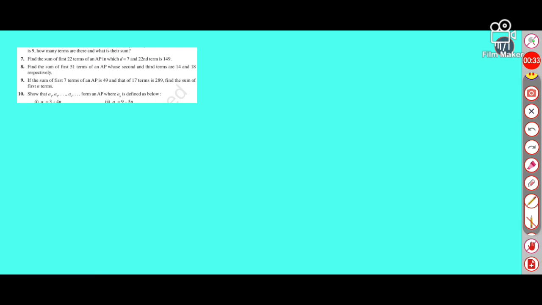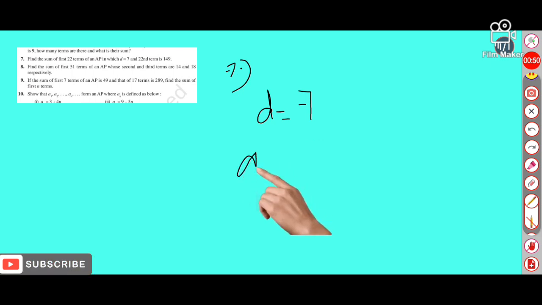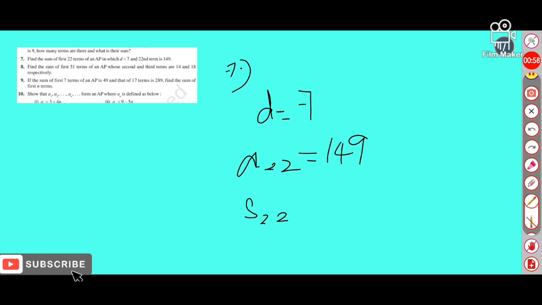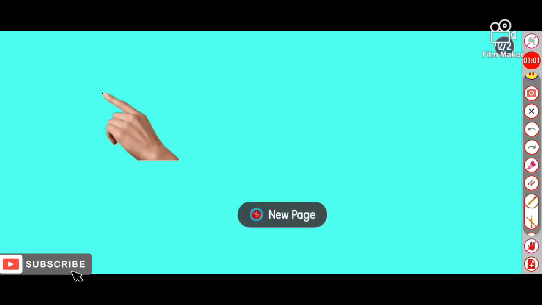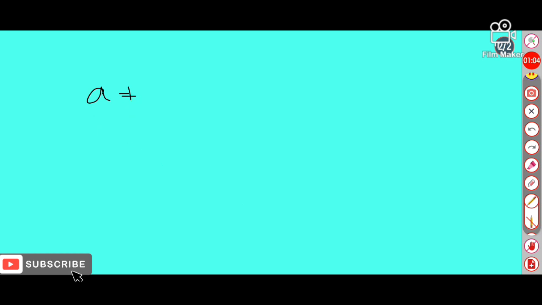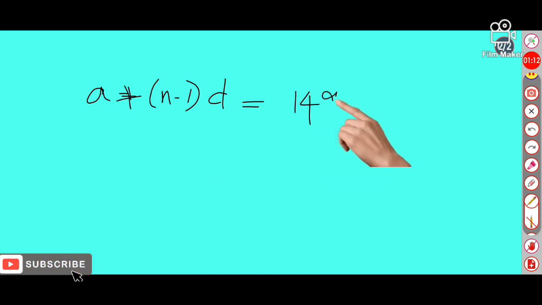Find the sum of the first 22 terms of an AP in which the common difference d is equal to 7 and the 22nd term is 149. As I usually do, first write the given of this question. a22 is given as 149. They are asking for S22. First, with the formula an, we can find the value of the unknown term, that is a plus (n minus 1) into d, where we don't know the value of a. So that is equal to 149 by the question.